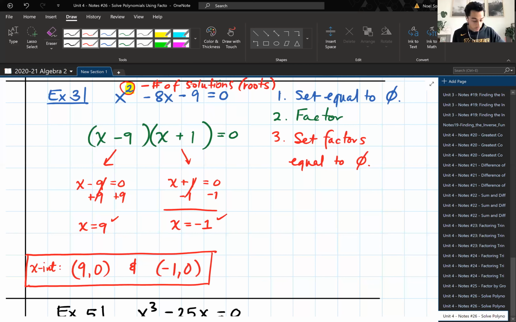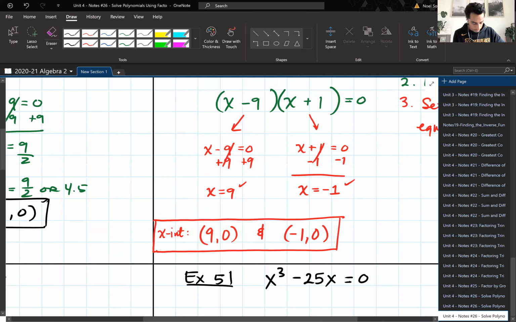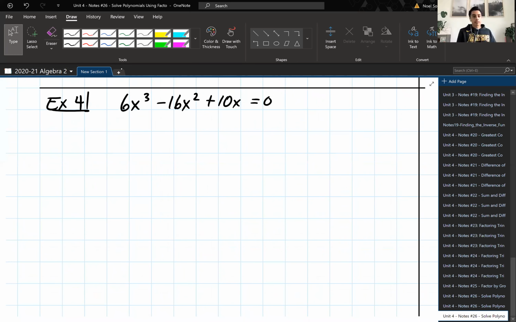All right, so far so good. All right, let's move on. All right, we get to number 4 here. First part, or at least part 0, is double check that your polynomial is set equal to 0. If it is, then you're good. We get to just move on to the factoring part.